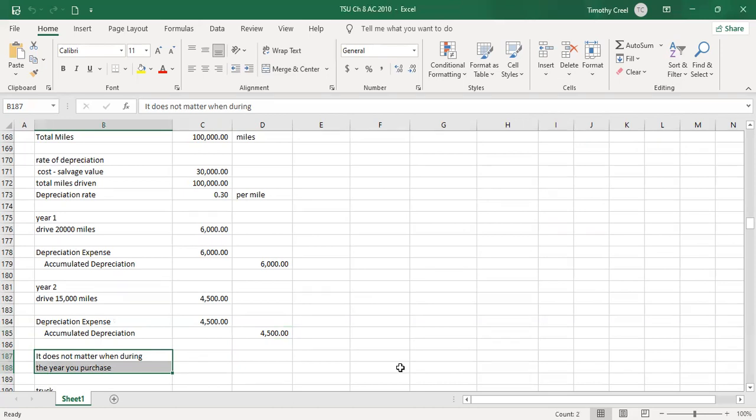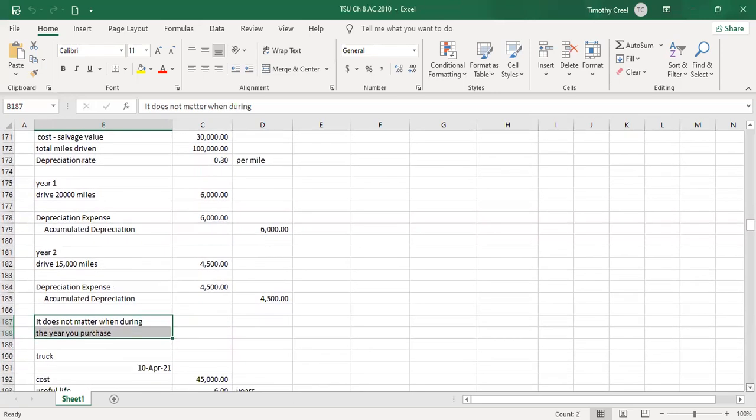So if you buy it in December, how much did you use it in the month of December, or how much did you use it for the end of the year? If you bought it in January, how much did you use it in January if you're doing it monthly, or how much did you use it for the end of the year? That's the only thing that matters. So there's not really anything to do with time or when you bought it during that first year. It's just how much did you use it. So that is one difference from straight line.